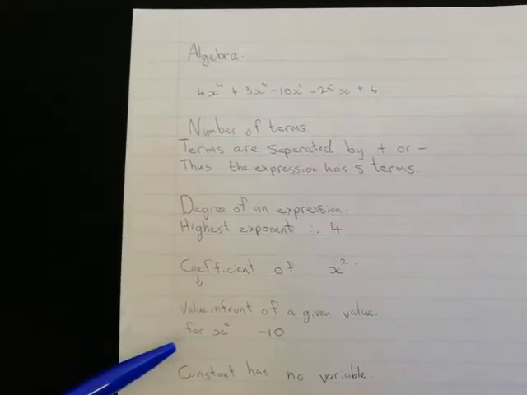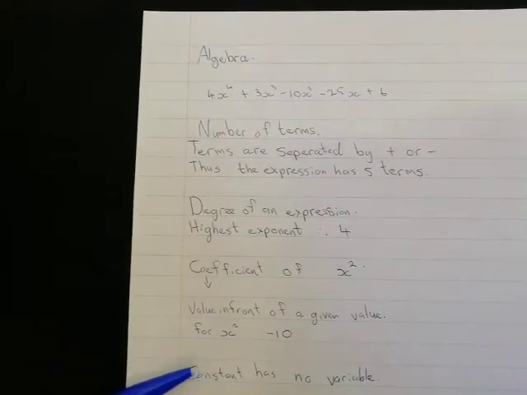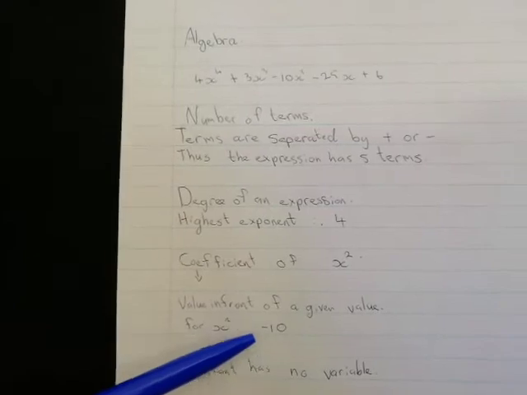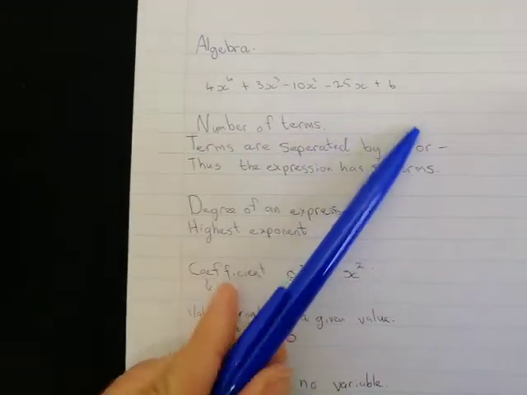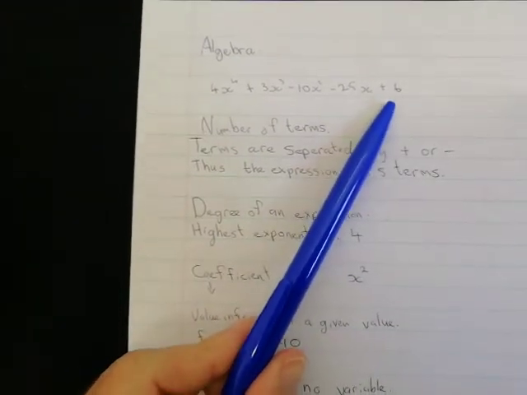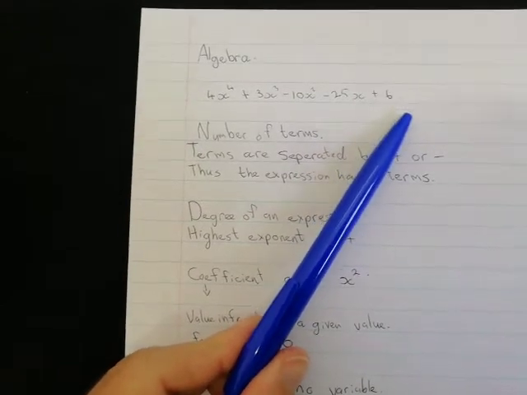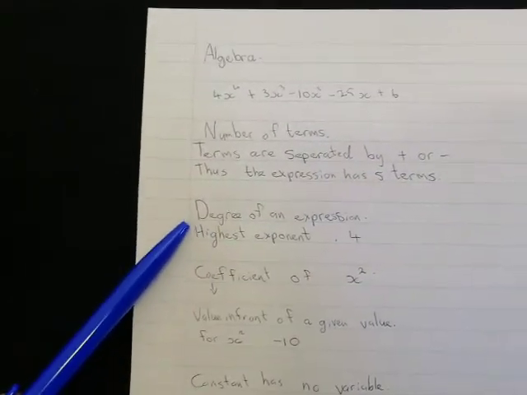The constant term in an expression is the value that has no variable behind it. In this case, 6. 6 has no variable behind it, so it is a constant value.